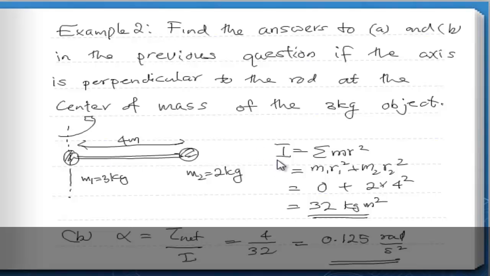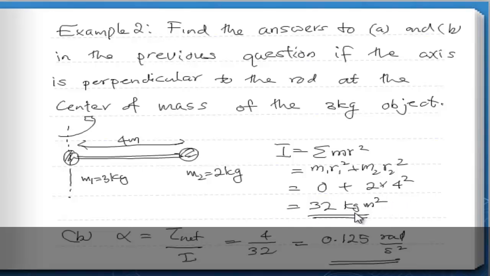Now let's find the inertia again. Sigma m r squared, that's m1 r1 squared plus m2 r2 squared. The main difference is now r1 is 0 because the distance to the axis from m1 is 0. So the first term is 0, and m2 is 2 and r2 is 4 meters now. So it's 2 times 4 squared, which is 32 kilograms times meter squared.